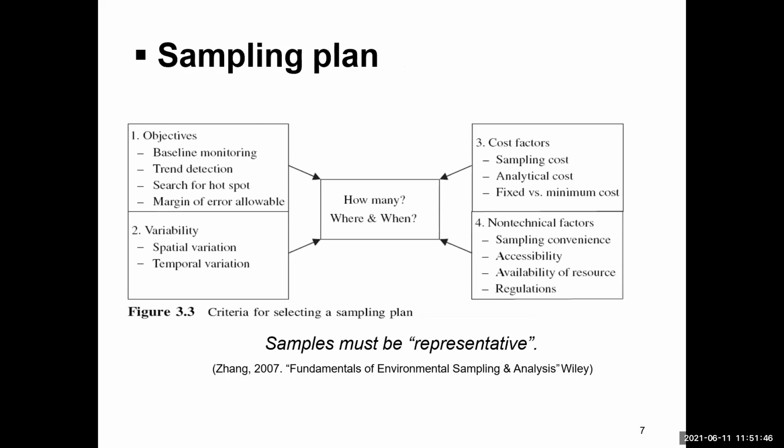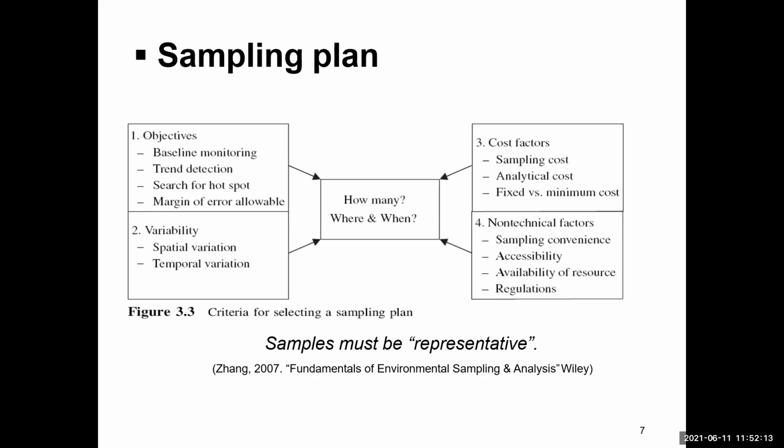What is a sampling plan? How do you make the sampling plan? It depends on factors: how many, where and when. How many samples to collect, deciding the places and deciding the date. When you collect the sample, where you collect the sample from, and how many samples to collect. This depends on four factors. The first factor is the objectives.